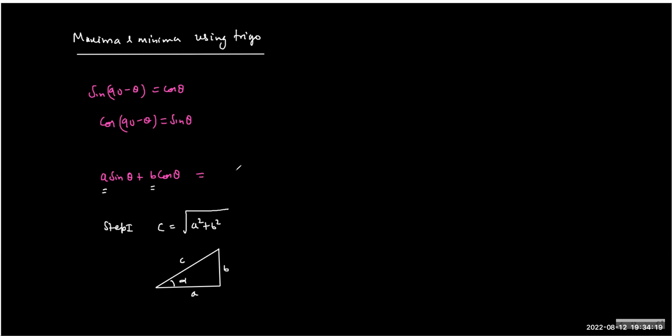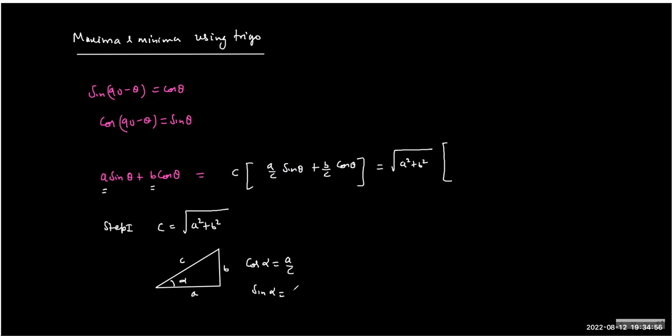All right. So what I will do next is we multiply and divide by C. So C into A by C sin theta plus B by C cos theta. This is the method of doing it. What is A by C? Can you tell me what is A by C? What is cos alpha? A by C. And what is sin alpha? B by C.